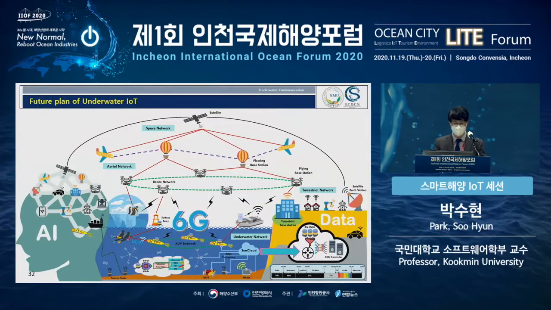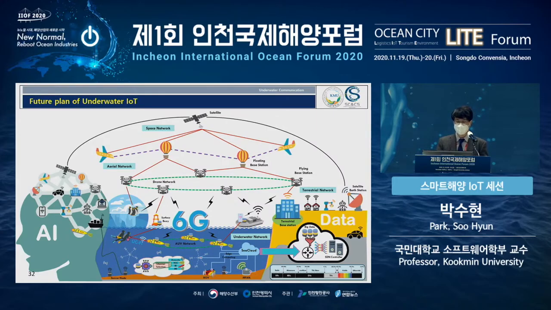This figure shows the future plan of the underwater IoT in Korea. Actually, the right part is data, and the left part shows AI and 6G. And so we need solutions on how to install base stations underwater. Actually, it's not easy. Nowadays, one of the solutions is to install just a gateway on the surface of the sea or some water.